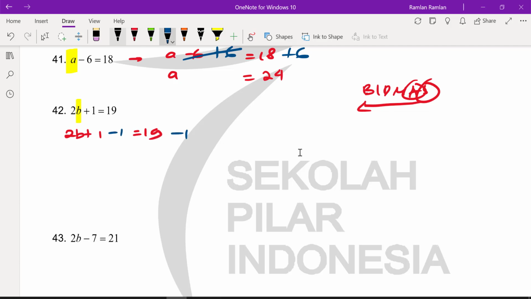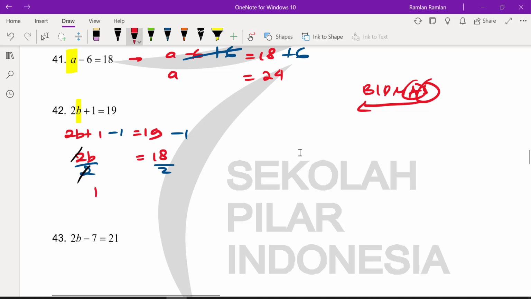Okay, so that means that this is gone. So it's just 2b on the left side of the equal sign, and this is 19 minus 1, which is just 18. Now I need to get rid of the 2, because 2b means being multiplied. So get rid of the 2 by dividing. Because this is a multiplication, in order to get rid of the 2, we need to do the opposite operation of multiplication, which is divide. By dividing, you can just cancel the 2.